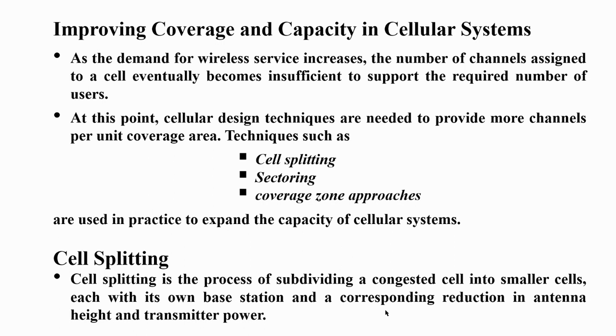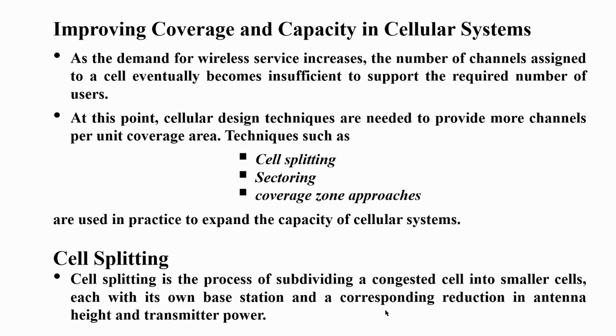Cell splitting is nothing but this: if you consider a cell which is congested, that cell has to be broken into n number of smaller cells. For each smaller cell we can assign a different base station with a reduced height, so that it can act independently. It can transmit power within that smaller area with the help of a low power transmitter. This is the concept of cell splitting.